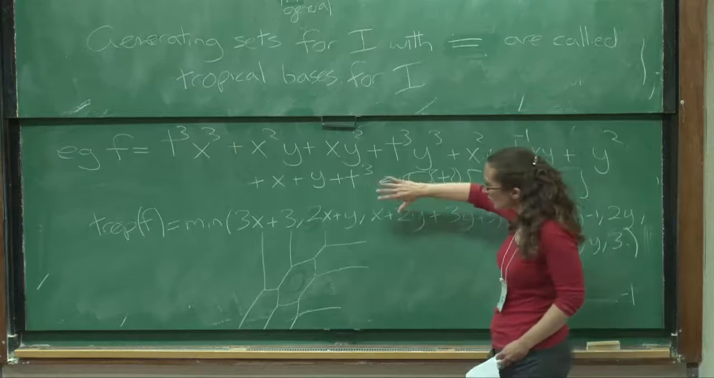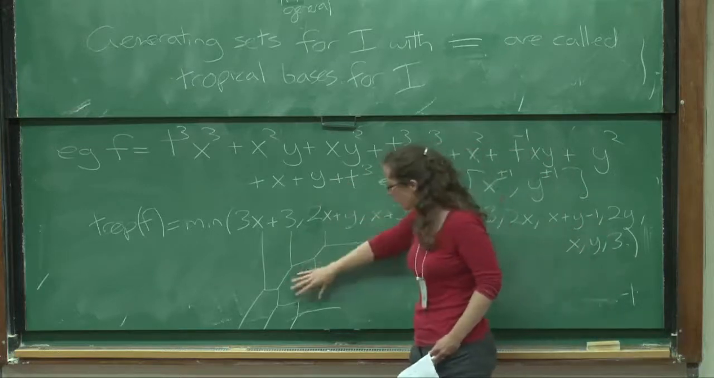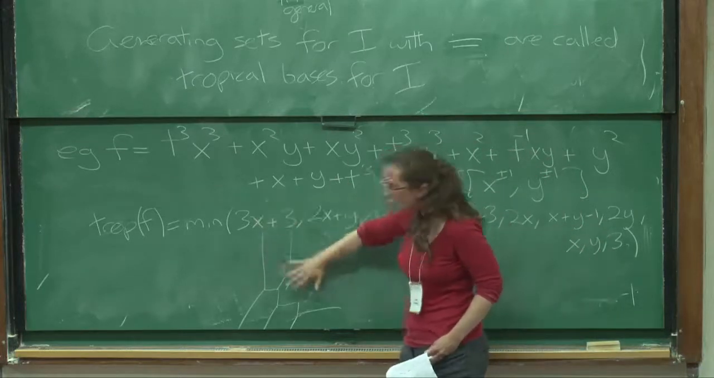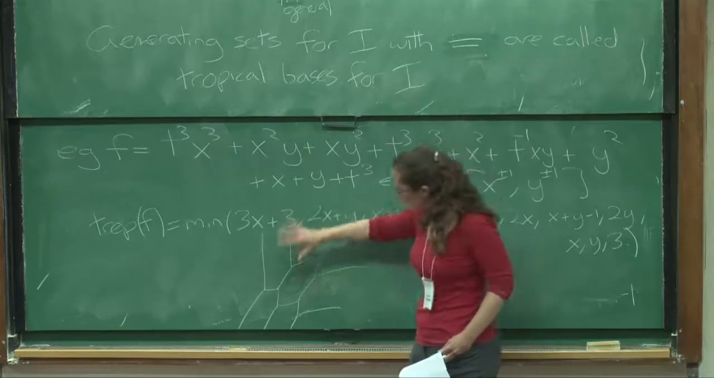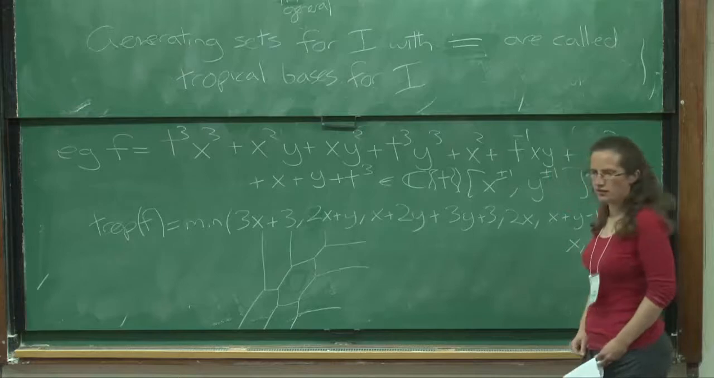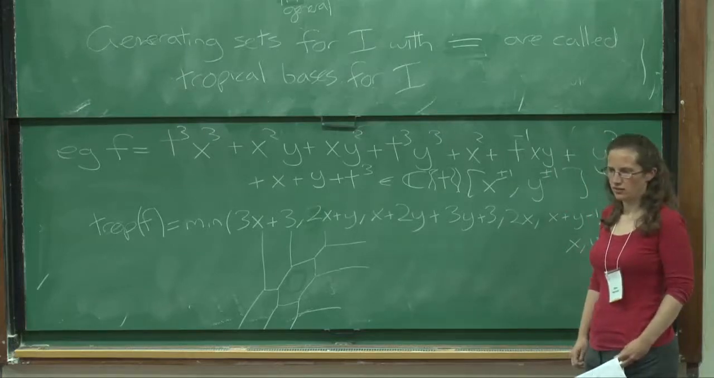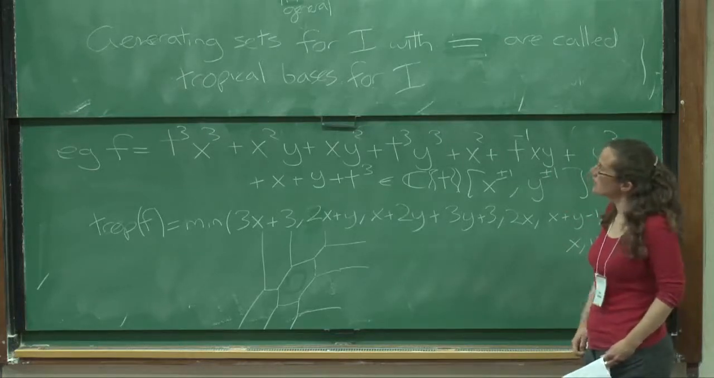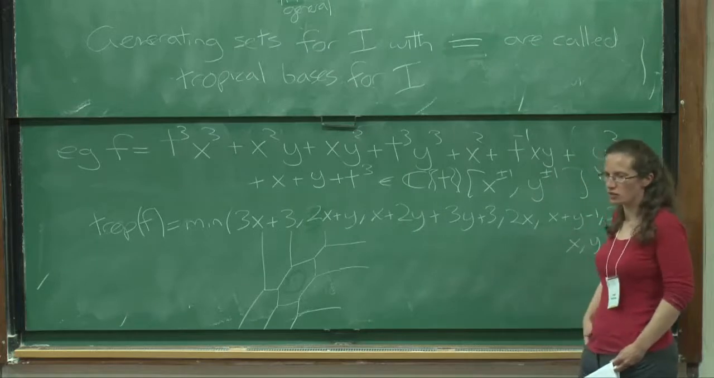So we can read off some information, sorry, it's the valuation of the J invariant. So we can read off some information about the elliptic curve from this picture. Okay. For a principal ideal, you get the tropical basis. For a principal ideal, we just take the generator as the tropical basis.